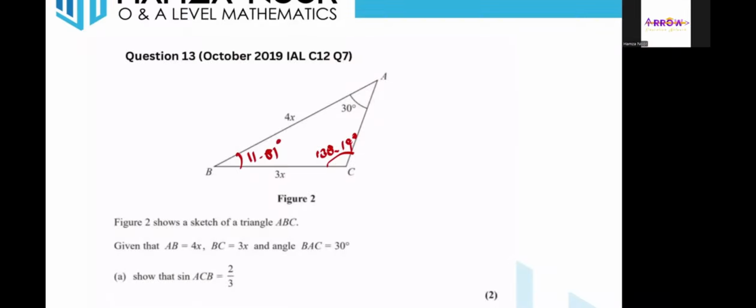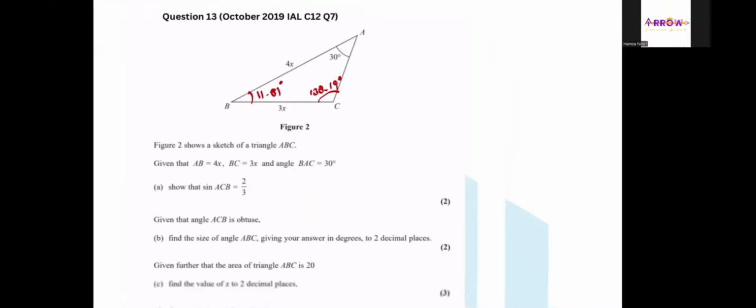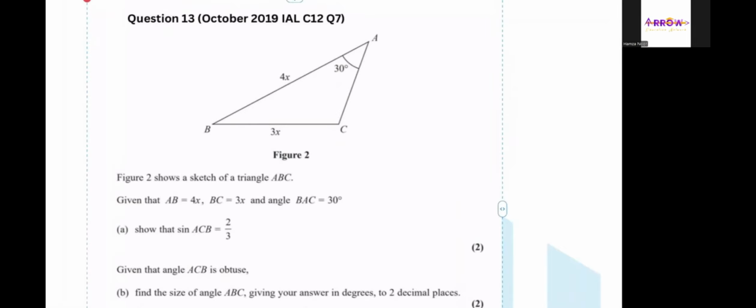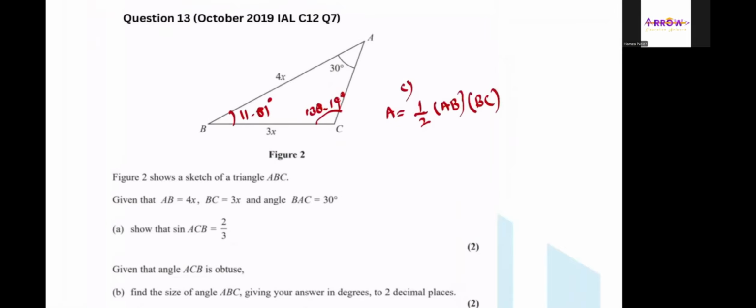Okay, so the area of the triangle is given to us. So what we can do is simply use the sine rule formula for the area of a triangle. According to the sketch, I can say that the area of the triangle is supposed to be half multiplied by the length of AB multiplied by the length of BC multiplied by sine ABC, because ABC is the included angle.